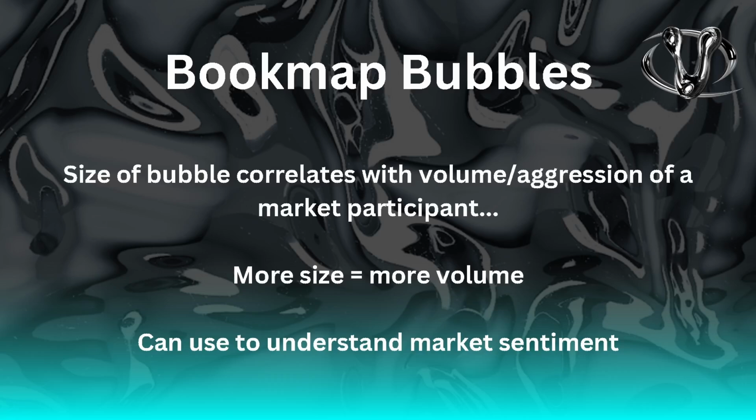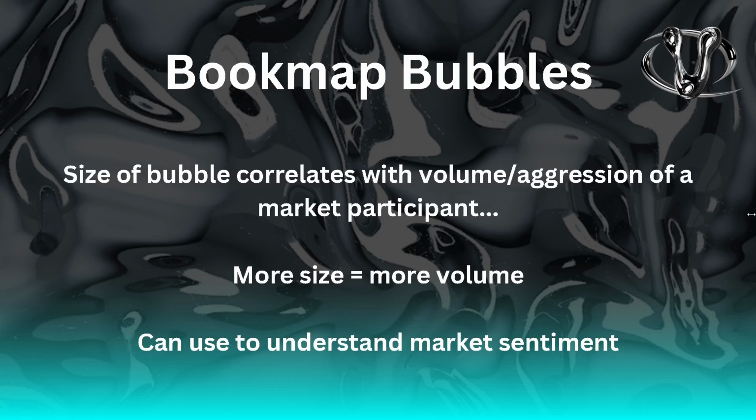On a Bookmap chart, on the heat map, instead of candlesticks, you see bubbles. These bubbles show you the volume alongside whether it's a buyer or a seller. The larger the bubble is, the more volume that participant has, and this can be a great indicator of market sentiment. Although this seems confusing at first, it will get much simpler when we get into our examples and demonstrations. But let's keep moving on.